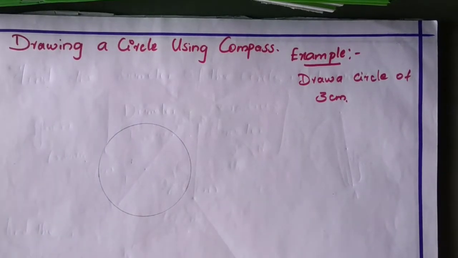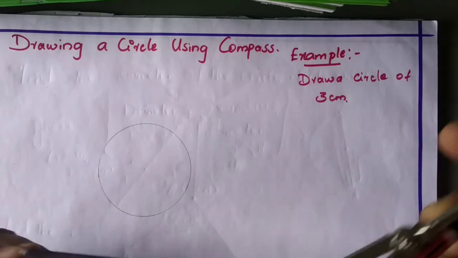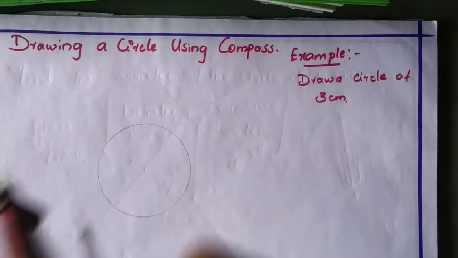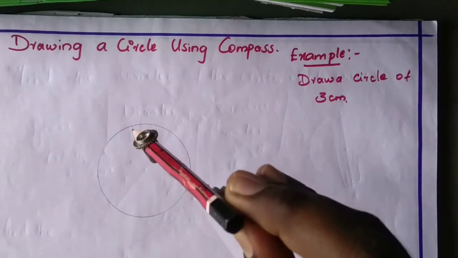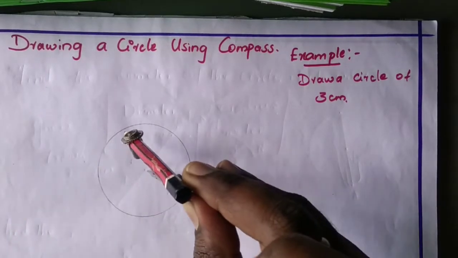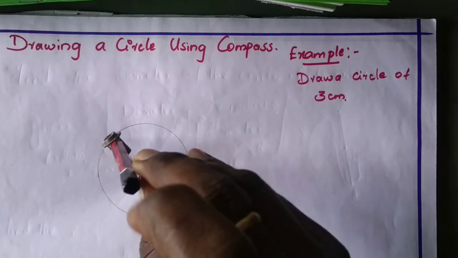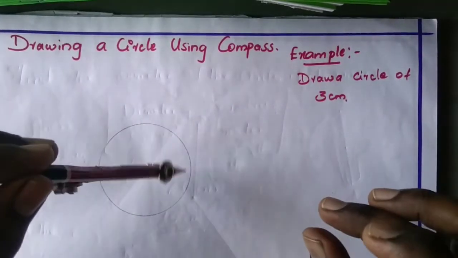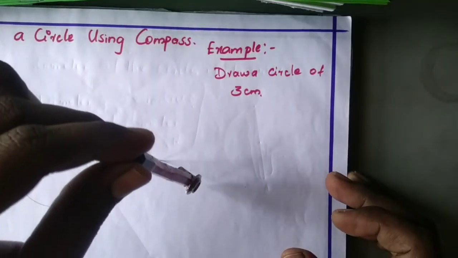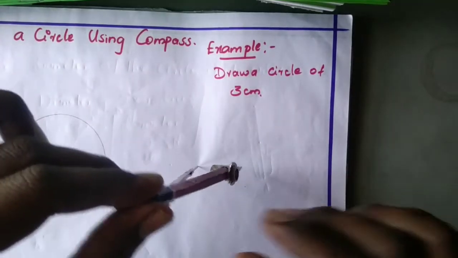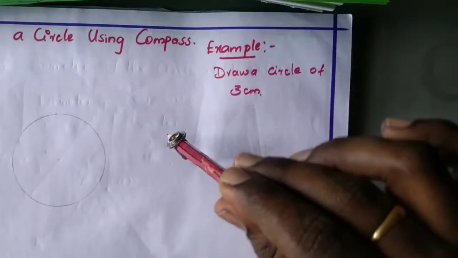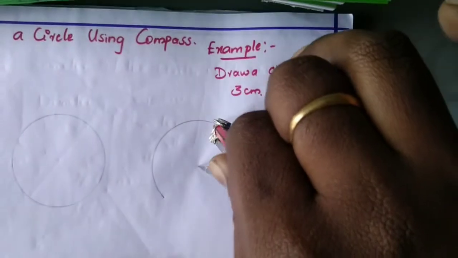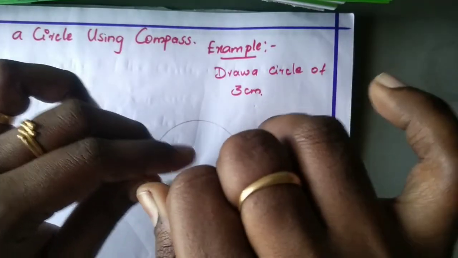So first, take your scale and take the 3 centimeter measurement. Place the needle of the compass on the paper, and fix it. Don't change that tip. Now rotate the pencil around it until it reaches the starting point. Once again I am drawing. This is the center point. Now we start from here. Don't change the pencil.